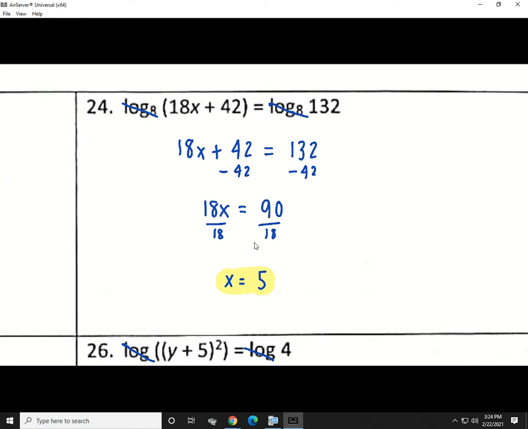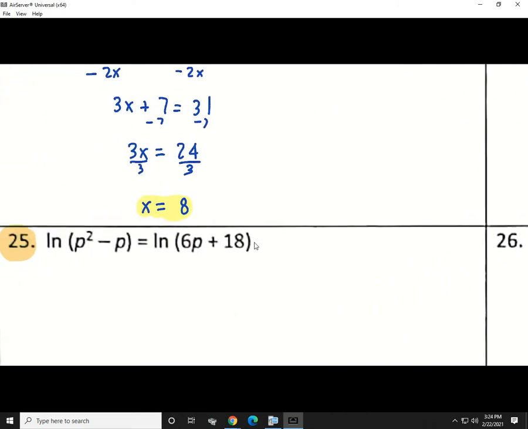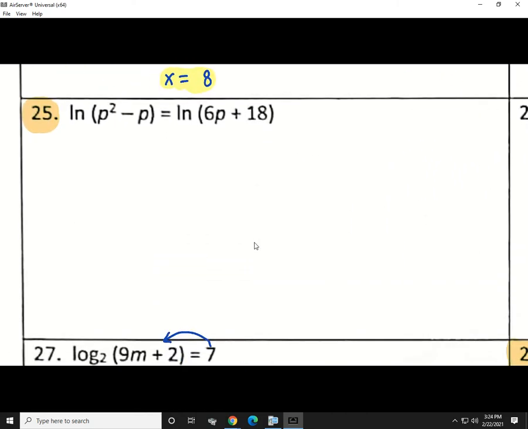But these are the problems where if there's log on both sides, you drop off the logs. And then you just take what's remaining and you solve it. So I did just that on 23 and 24. Let's do 25 together because there is one that looks similar to this on the test. Once again, it's log equals log. I know they're natural logs, but still, it's log equals log. So we drop them off. So we're left with p squared minus p equals 6p plus 18.